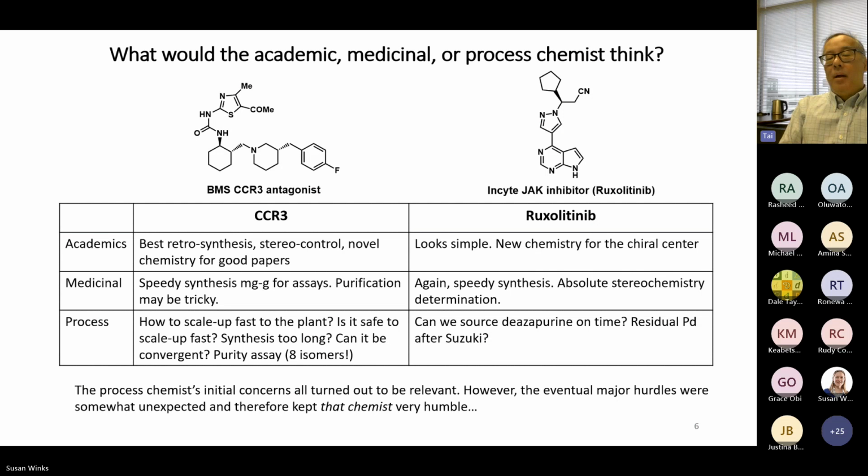For ruxolitinib, the first thing I thought was, how do we source the starting material, which is the bottom part of the molecule, the diazepurine? And through Suzuki reaction, we have to use palladium. And how do we remove it at the end? Those were my initial impressions. However, many of them turned out to be relevant as we went down the development timeline. However, there are some major hurdles that popped up which were totally unexpected. And these things usually keep me and most process chemists extremely humble.